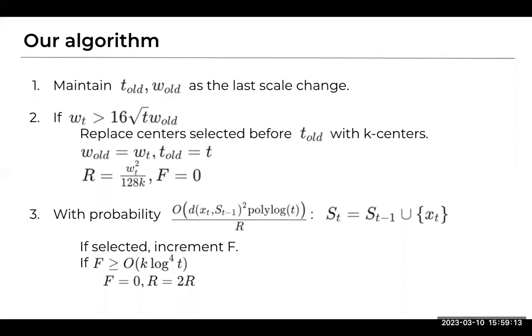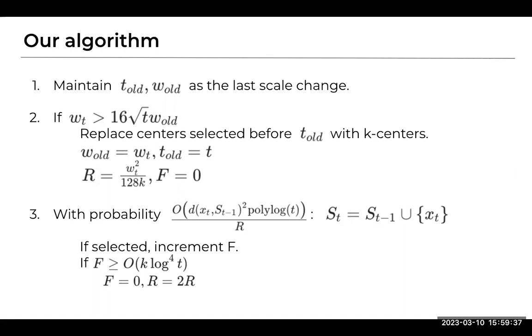So I will set my new w old to be wt, my new t old to be t. And then the important thing is I will delete every center I've ever selected in my process before the time t sub old. I'll just replace it with the k-centers clustering of that time. So basically I'm deleting all my old points and replacing it with a very, very coarse summary.